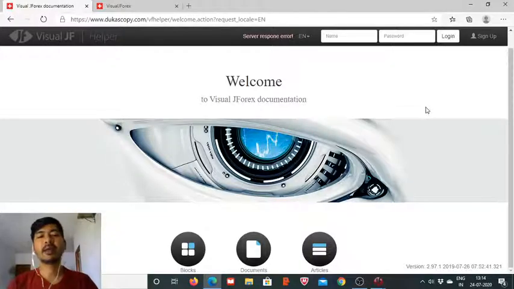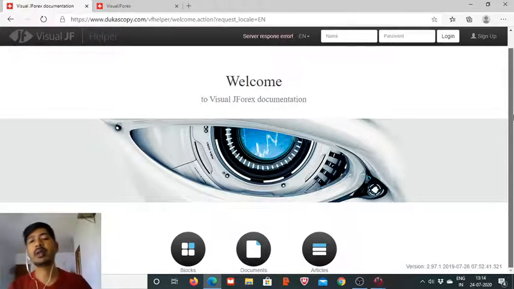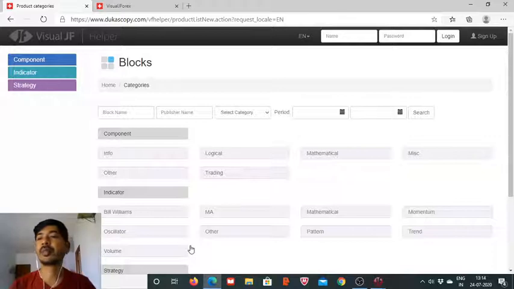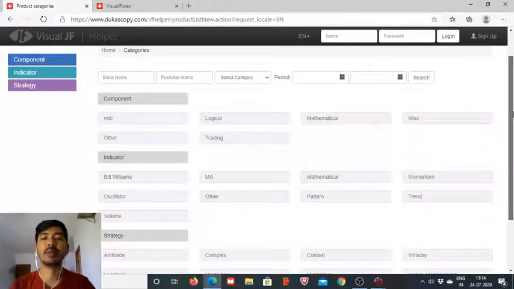Hello everyone, myself Vaibhav. In today's session of Visual JForex, we will continue our introduction series, and today we are going to take a look at the EMA, the exponential moving average, and how we can use this indicator on the Visual JForex platform. We will also see its brief description.